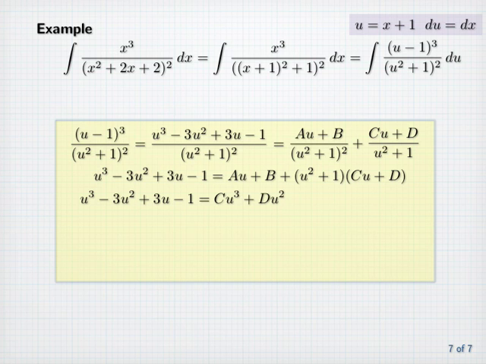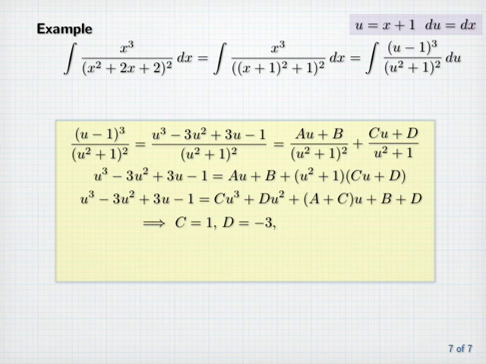Now we have au and we have cu times 1, so the coefficient of u is a plus c. And we have b plus d times 1, so the constant term is b plus d. Now we'll equate our coefficients. We want the coefficient of u cubed to be 1 on both sides, so that tells us that c is 1. The coefficient of u squared on both sides is minus 3, so d is minus 3.